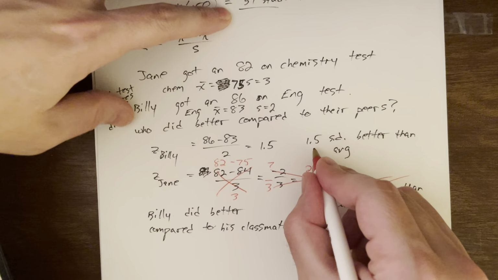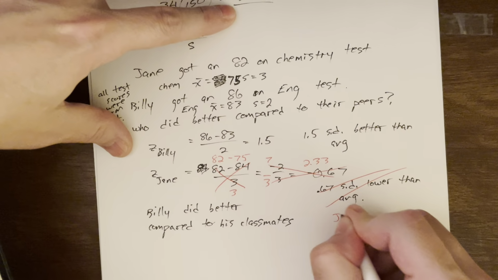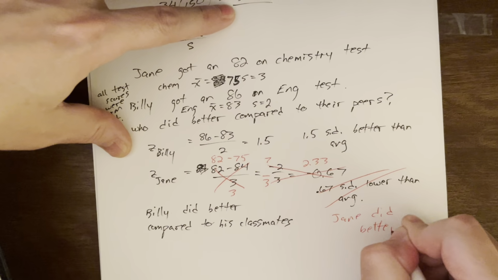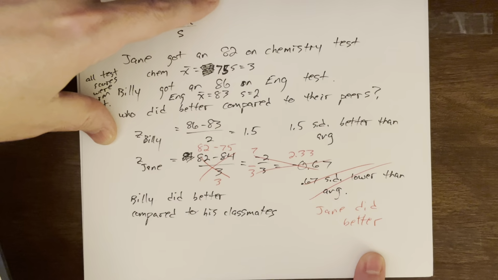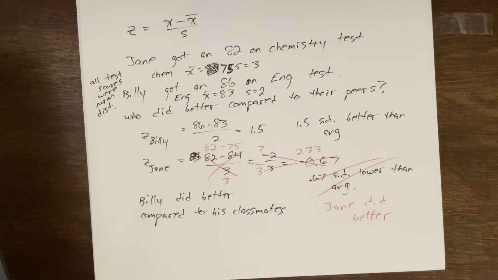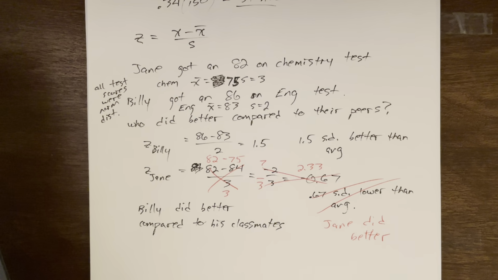He did 1.5 standard deviations better. Now we would have Jane did better on her exam compared to the rest of her class. That's how a z-score can be really helpful as a comparison. So this, we did some tests. And in class, we'll do another one like this.